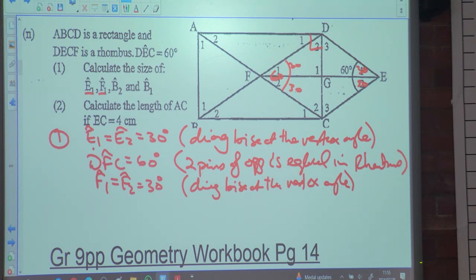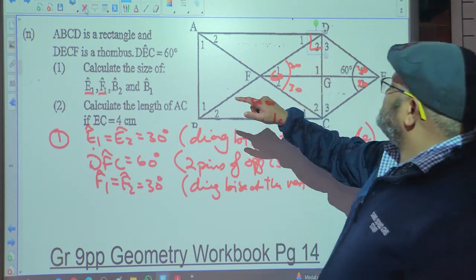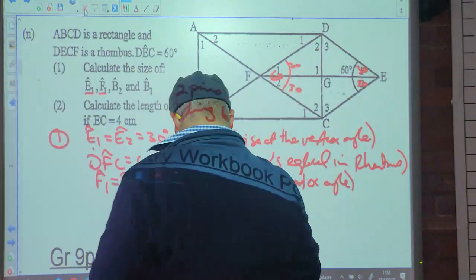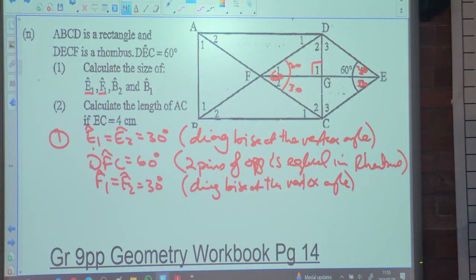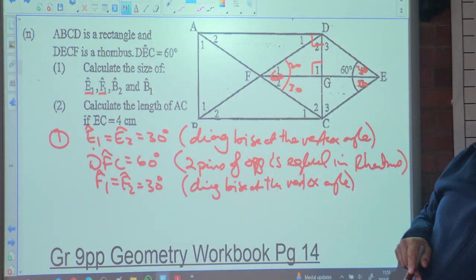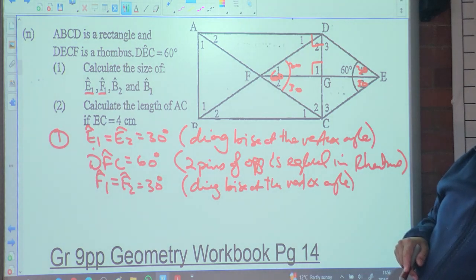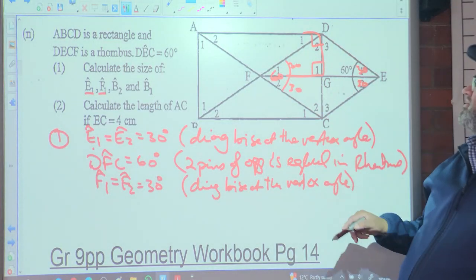So could you say G1 is equal to 90, corresponding with G1? G1 is 90. Why is G1 90? Diagonals are perpendicular in a rhombus. Yes? And D1 plus D2 is equal to 90. And it's corresponding. What is corresponding? D1 plus D2 is equal to G1. Oh, you're saying co-interior. Corresponding.